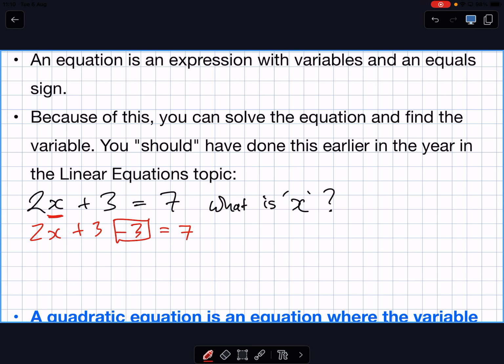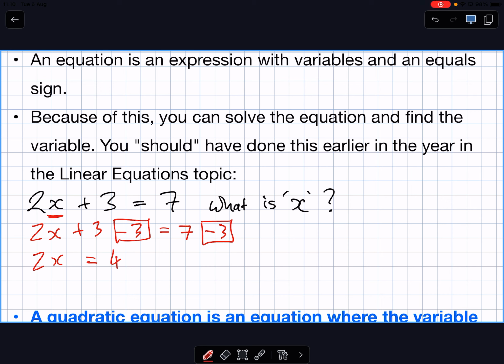So the way I would have taught it if I was your teacher in semester 1 is I'd put them in bricks. Because if I know that I've done one thing on the left, I need to do it on the right to keep it balanced up. If I have 3 take 3, what do I have left on that side? All I've got is 2x on the left-hand side. What's 7 take 3? 4?